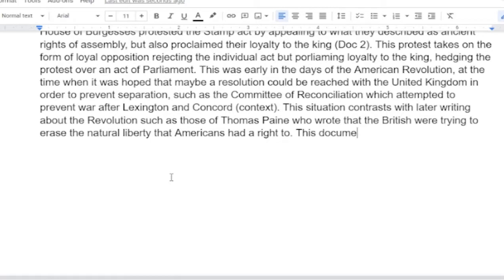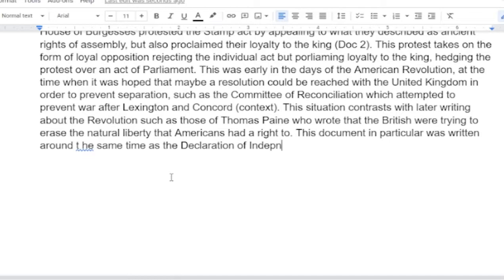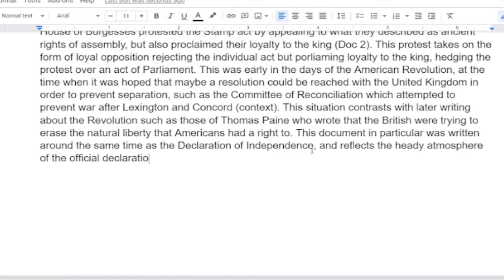This document in particular was written around the same time as the Declaration of Independence. Let's see, was it July 4th? What's the exact date of Thomas Paine's writing here? December 23rd. Okay, so it's after the Declaration of Independence, and reflects the heady atmosphere of the official Declaration of Freedom from Great Britain.